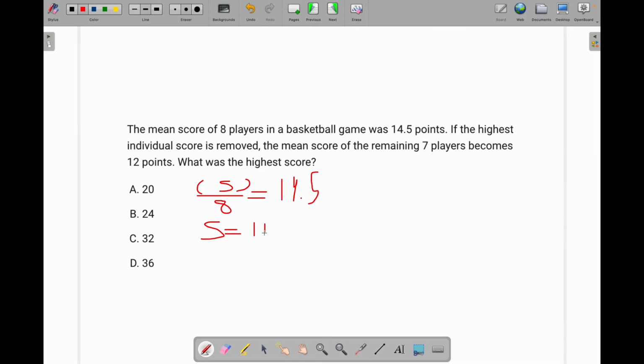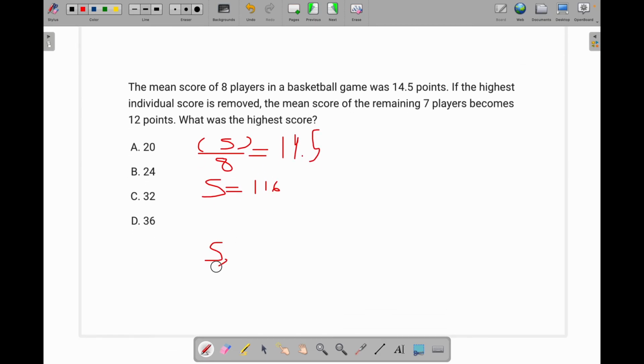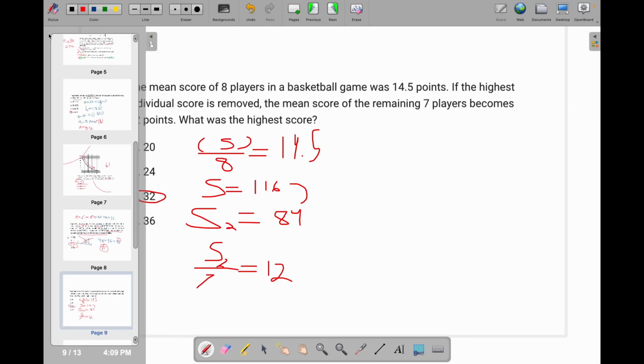Then when you remove your player, you have the second score, S2, divided by 7 equals 12. So now you just multiply 7 times 12, and we're going to see our score 2 is going to be equal to 84. Right? And then you just have to find the difference between these scores. So 116 minus 84. And our answer is just going to be 32. So that was a quick, easy mean one. That's just by using the mean equation.